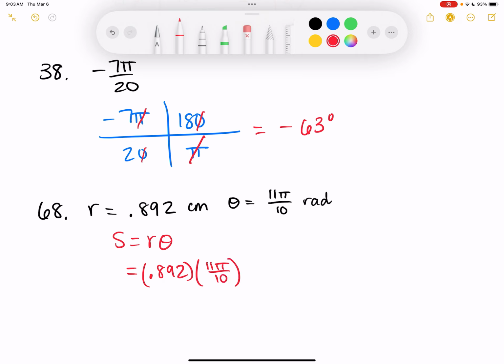And now this answer obviously can be in decimal form. They say 3 significant digits. I usually just say 2 decimal places is what I normally say. So I got 0.892 times 11 pi divided by 10 is 3.08. And then we want to keep those units on there. The units are whatever's on the radius, so that's centimeters. And so that would be your answer to that one.